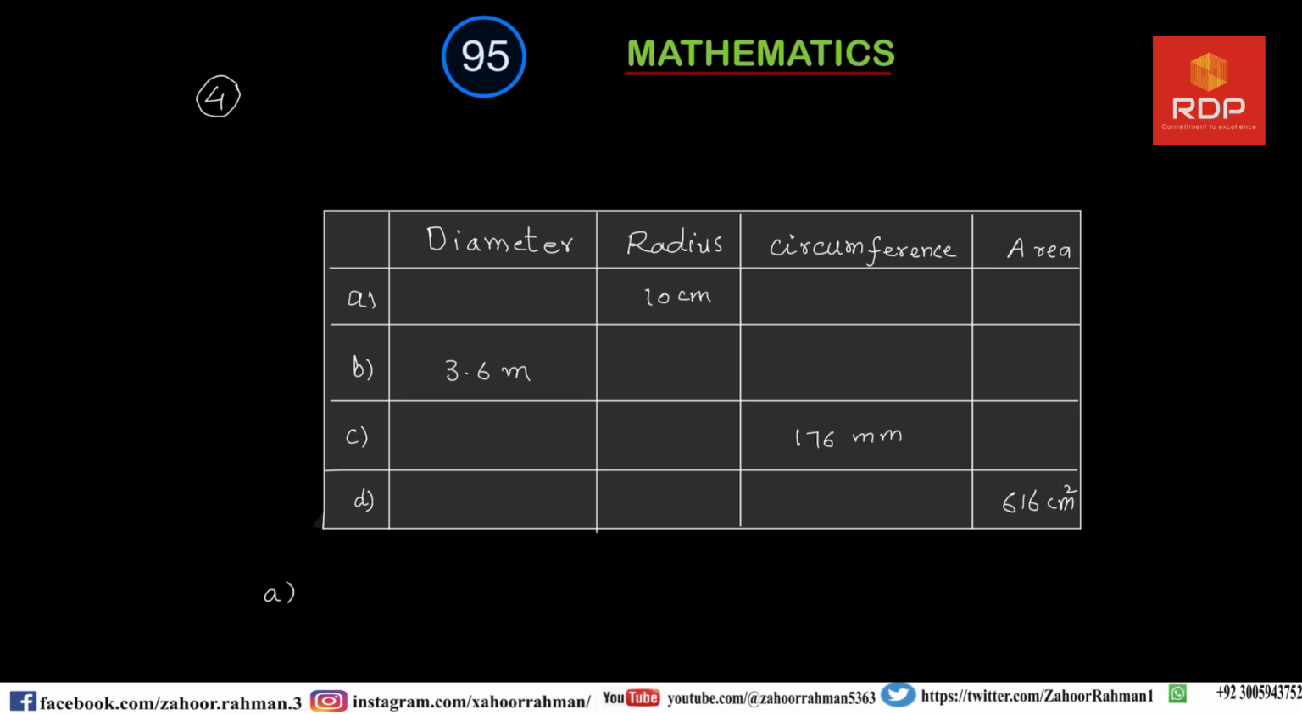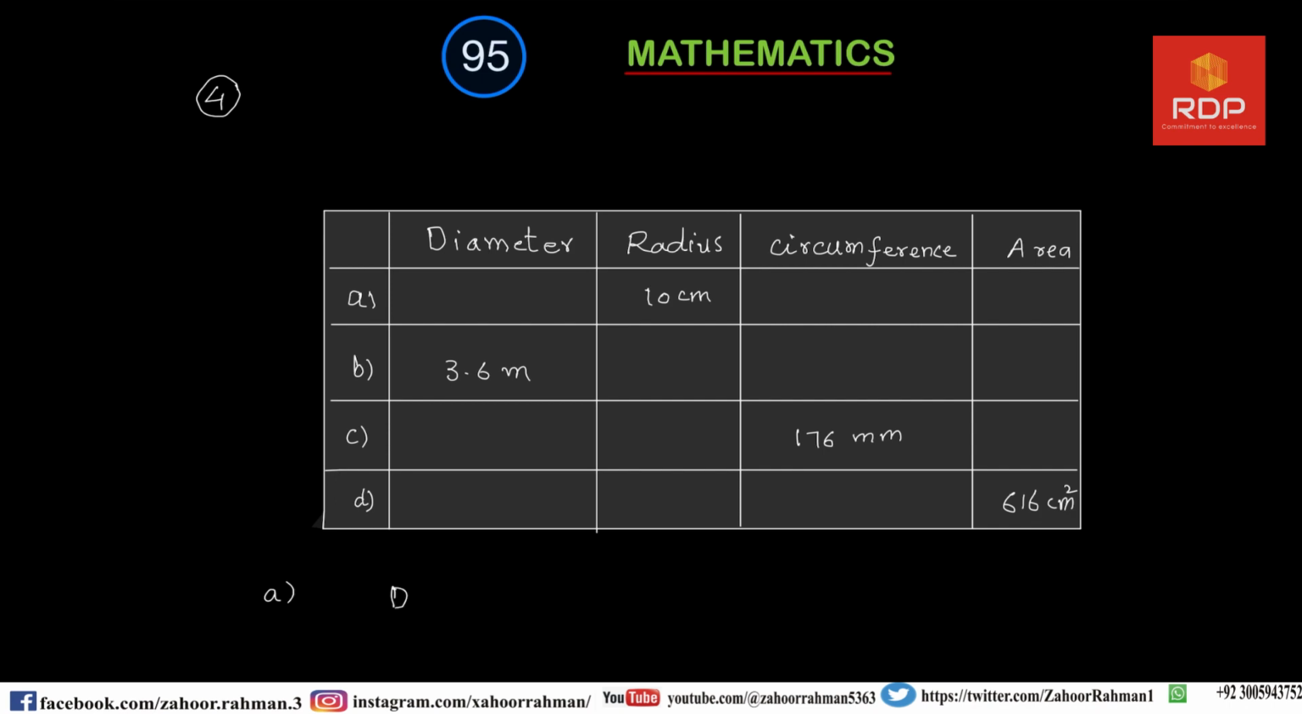This is lecture number 95 of mathematics, and in today's lecture we are going to solve question number 4. Question number 4 is given in the form of a table in which only one value is given and the remaining three we have to find. In the first row, A, 10 centimeter of radius is given, so first we have to find the diameter.